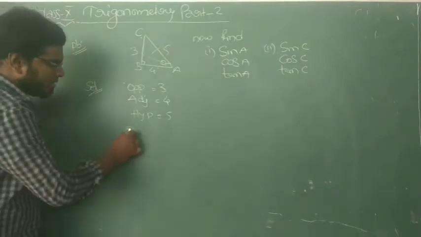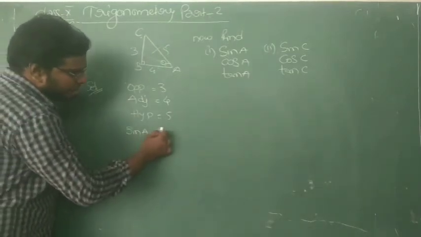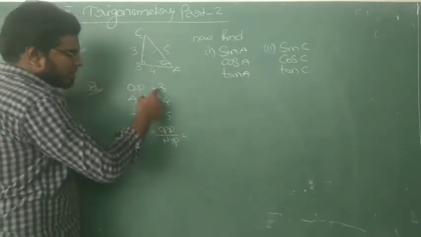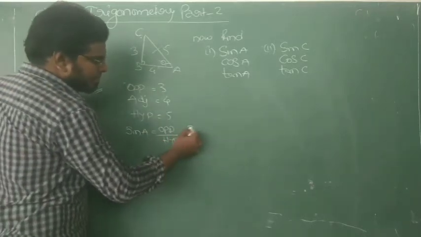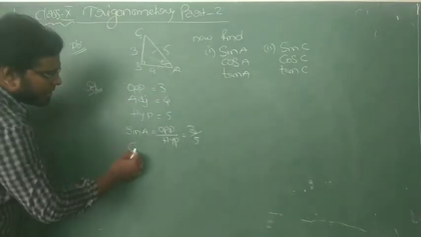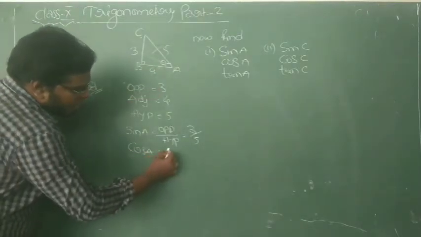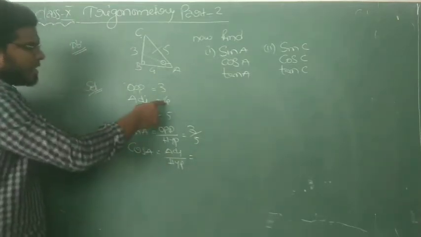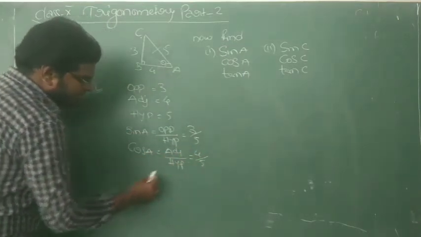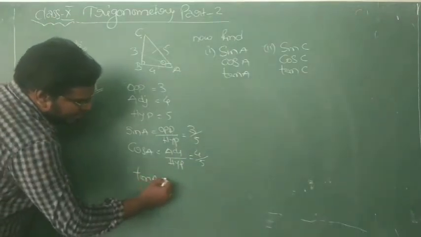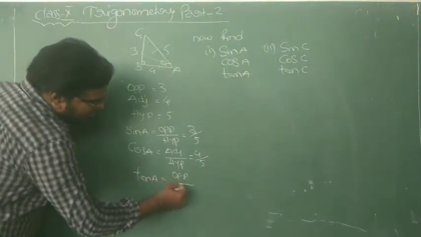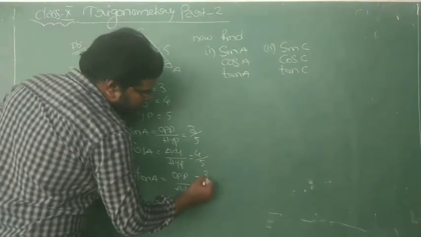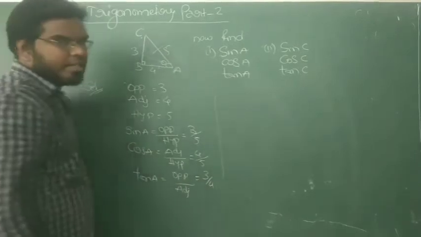Now write sin A is equal to, by the formula, opposite side by hypotenuse, 3 by 5. And cos A is equal to adjacent side by hypotenuse. Adjacent side means 4 and this is 5. Next, tan A is equal to what? Opposite side by adjacent side, then 3 by 4. This one is clear.